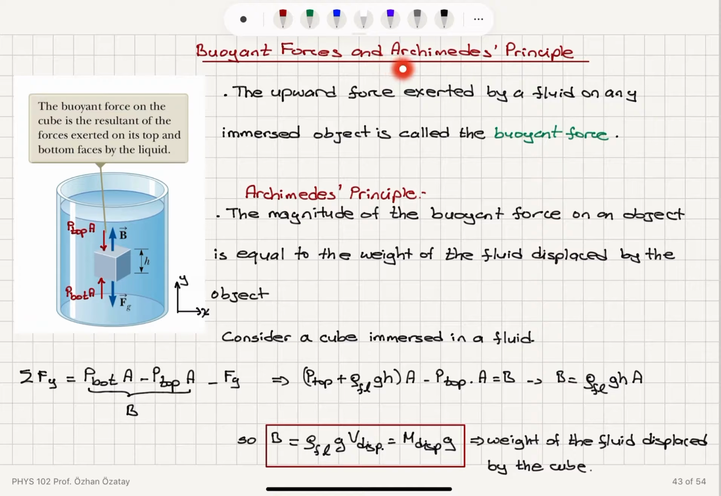Buoyant forces and Archimedes' principle. When we have an object that is immersed inside a fluid, it's going to feel an upward force which is applied by the fluid. That's called the buoyant force: the upward force exerted by a fluid on any immersed object.